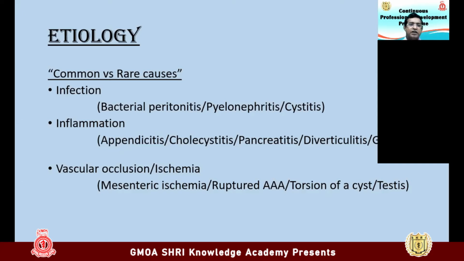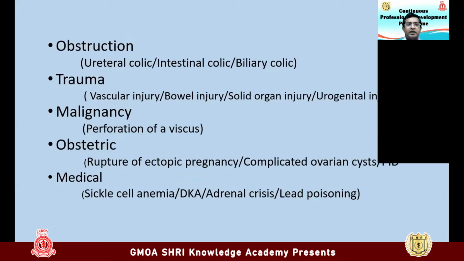So pathologically, we can categorize these things into infections. You may have seen patients with primary or secondary bacterial peritonitis, sometimes pyelonephritis, cystitis kind of things, and some inflammatory process. Inflammation can happen together with infection, or sometimes it may be due to some sort of chemical or irritational pathology. And vascular events like occlusions, ischemia, and sometimes it may be due to obstruction, so commonly ureteric colic, biliary, intestinal colics.